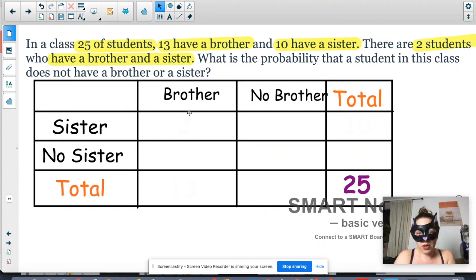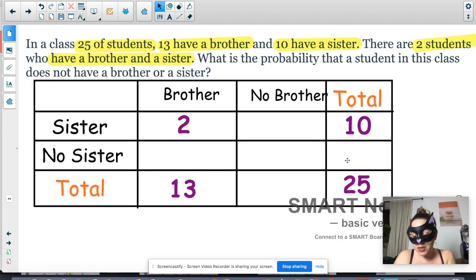13 have a brother. So I go to brother and I go to the bottom because it's the total of brother, and that's 13. 10 have a sister. So I go to sister and I go all the way to the total of sister, and that's 10. And 2 have a brother and a sister. So I go to where brother and sister meet, and that's going to be 2.